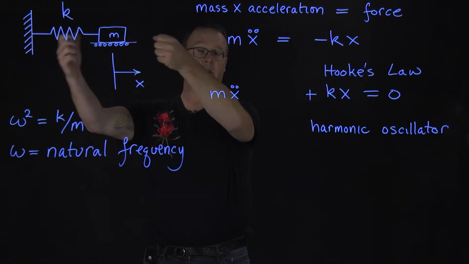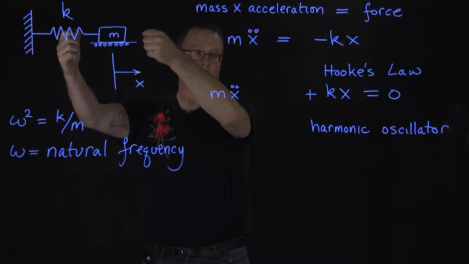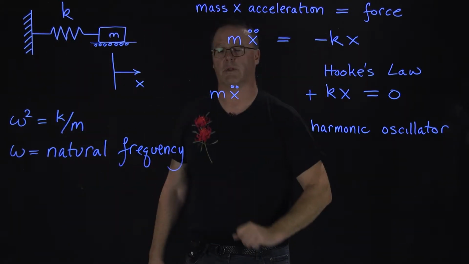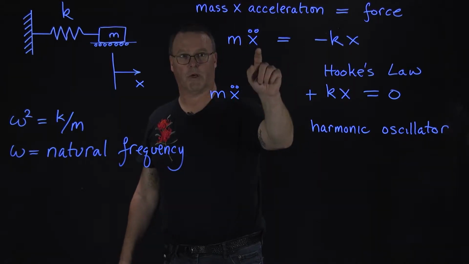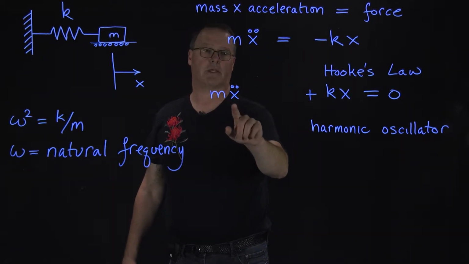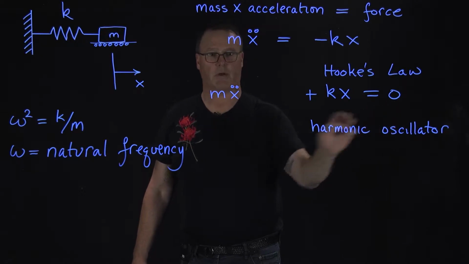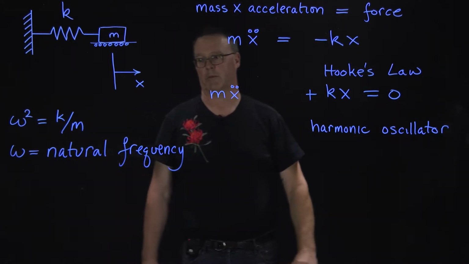We're assuming that this is a linear spring. You pull it a certain amount, the force is simply proportional to the extension. And so when we take this term over onto this side of the equation, we get m x double dot plus kx equals 0. I've left a space here for a damping term, which I'll put in a moment.